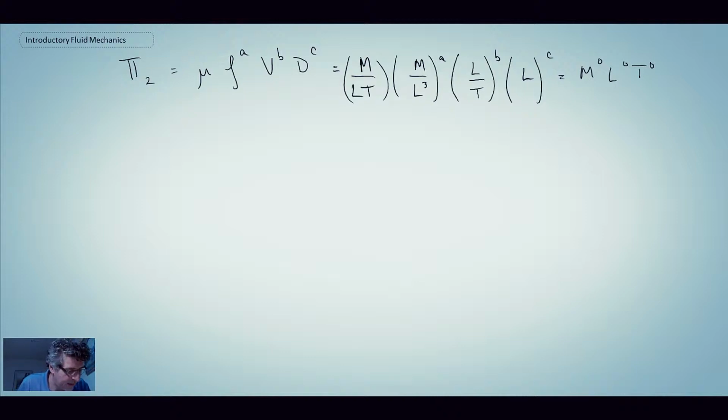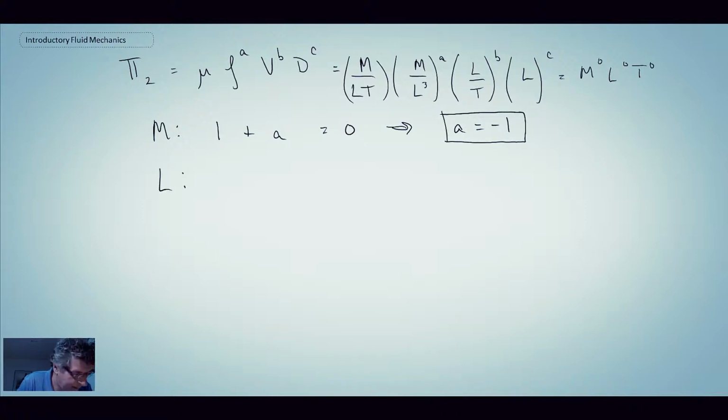Okay, and we equate that to all of those raised to the 0 on the right-hand side. Again, going through each of the primary dimensions, we start with mass. What we have on the left-hand side is a 1 plus an a, and on the right-hand side, that's a 0. So from that, we get a is minus 1.